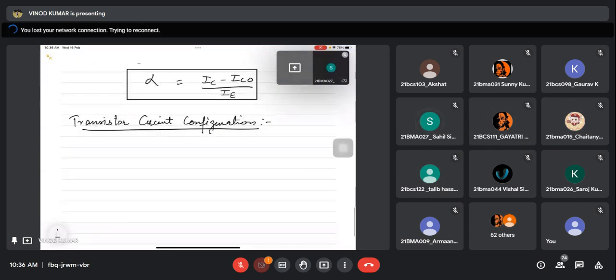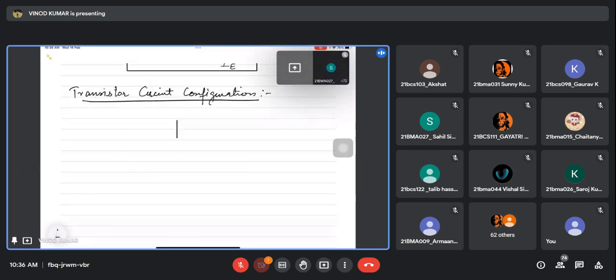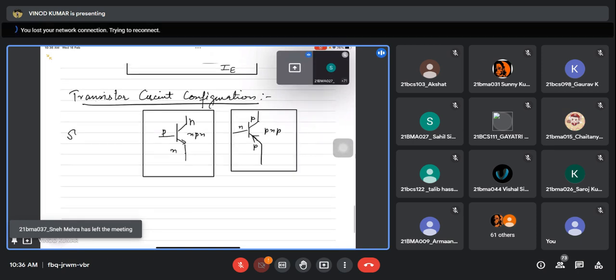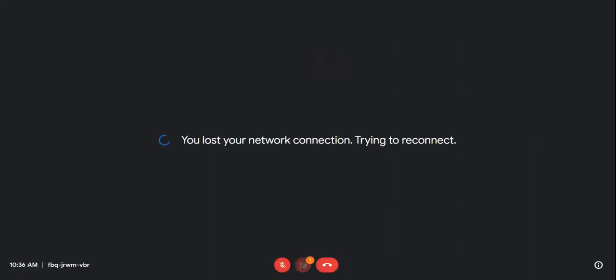And if we draw the symbol of this transistor, it is like this. This is NPN, and this is PNP. So these are the symbols actually. These are the symbols for transistors. Configurations, there are 3 configurations.